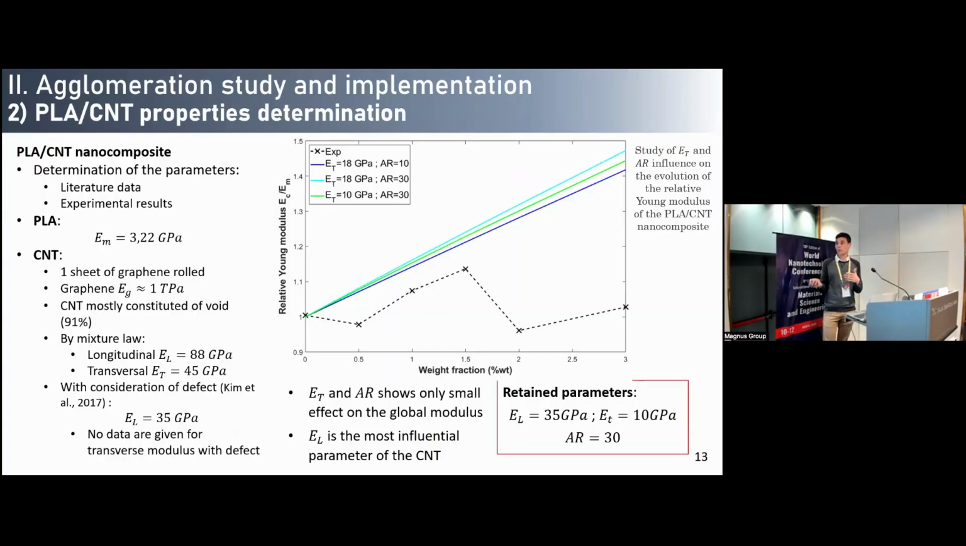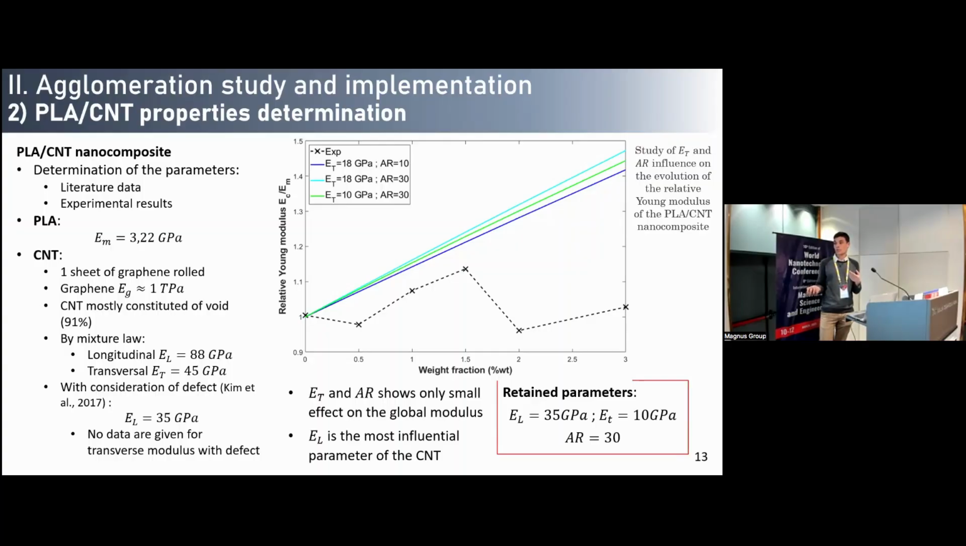We start from graphene, which is around 1 terapascal for the modulus. And CNT is mostly constituted of one graphene layer in a circle, but with void in the middle. So considering this approach, we can find a longitudinal and transversal modulus of 88 and 45.